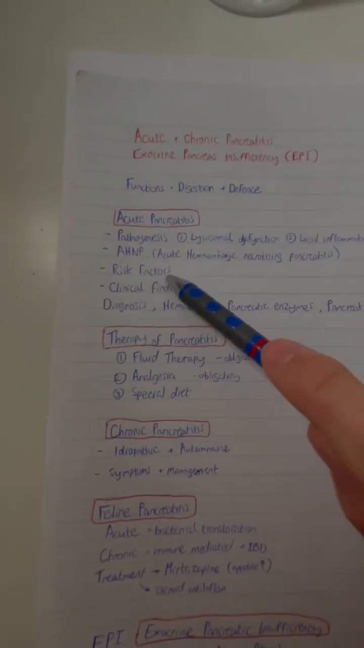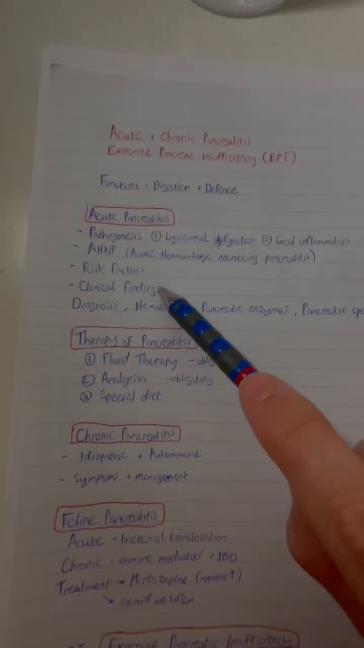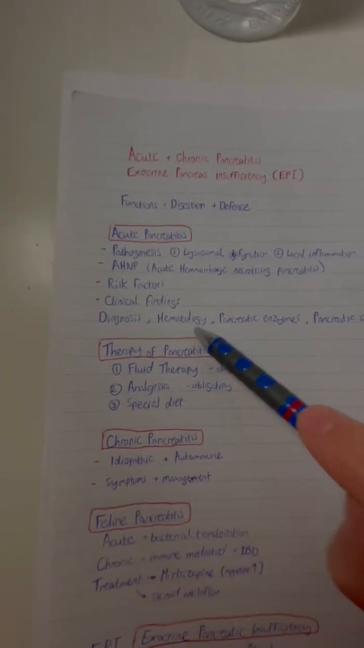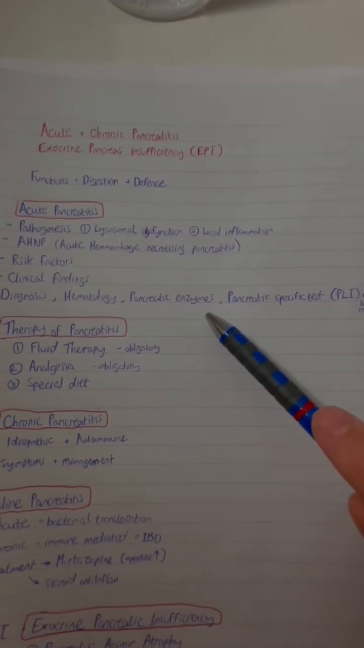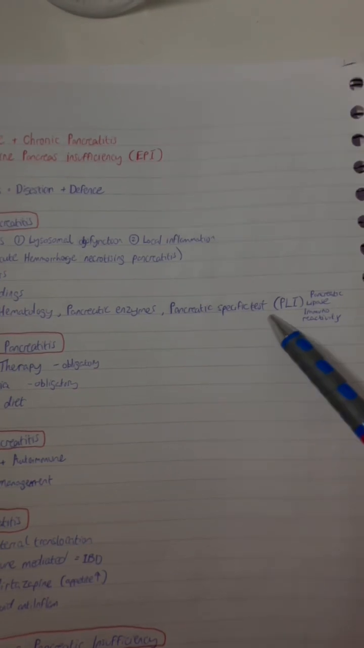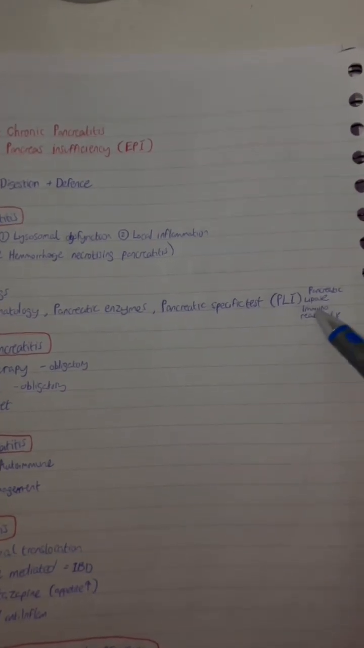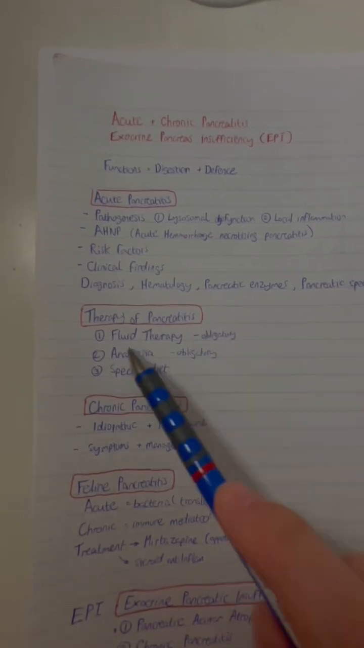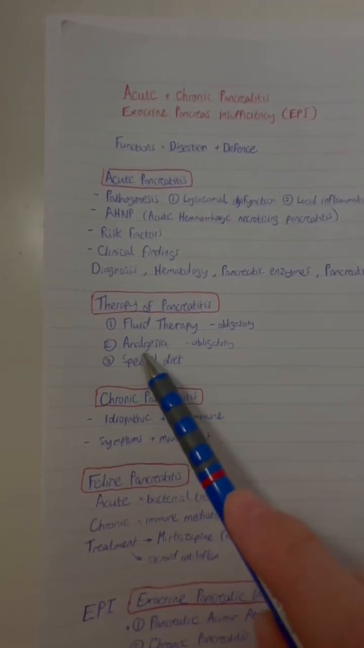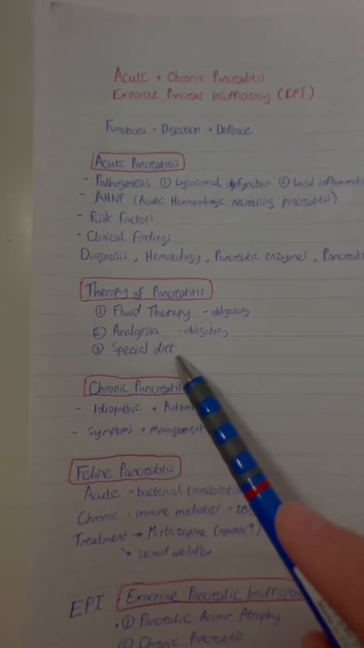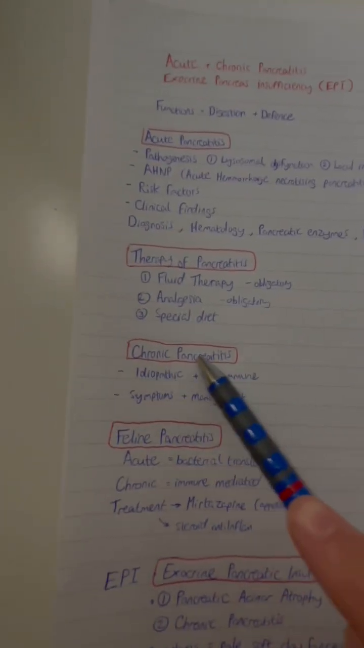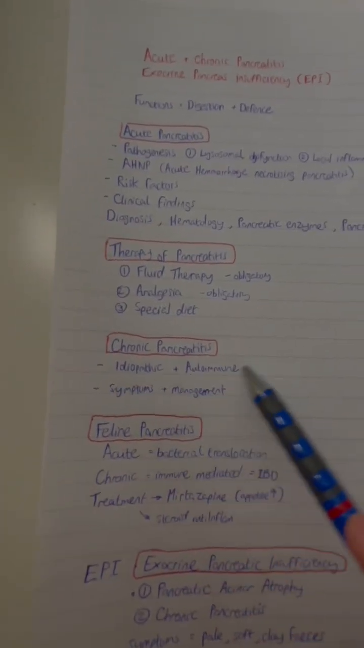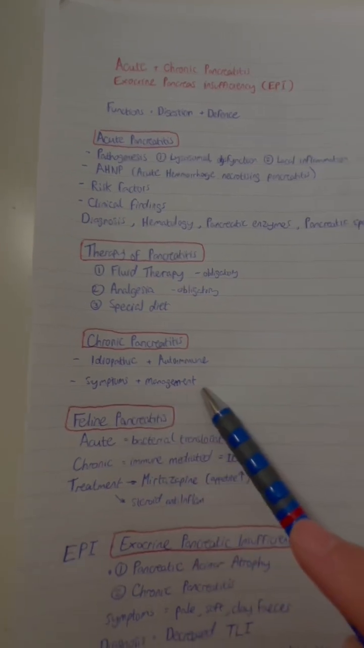Discuss the risk factors, the clinical findings, and the diagnosis, the hematology and the pancreatic enzymes, and the pancreatic specific test, which is PLI, which is pancreatic lipase immunoreactivity. The therapy for pancreatitis is fluid therapy, which is obligatory, analgesia, which is obligatory, and special diets. In chronic pancreatitis, it can be idiopathic or autoimmune. Discuss the symptoms and management.